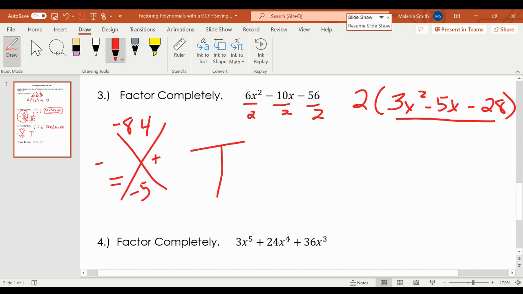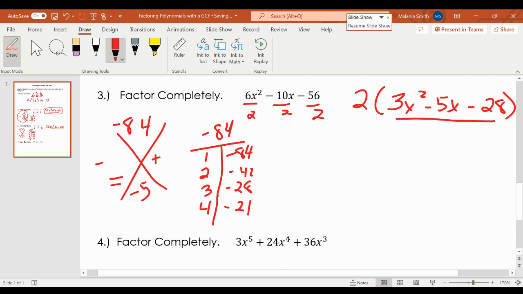And because 84 could have quite a few factors, I'm going to go ahead and check them as I go through. 1 and negative 84, definitely not going to add to 5. 2 and negative 42, not going to add to 5. 3 and negative 28, not going to work. 4 and negative 21, not going to work. 5 won't go in there. 6, 6 will go in there.